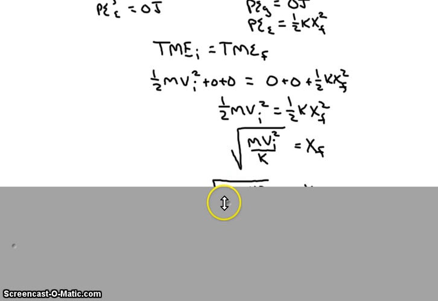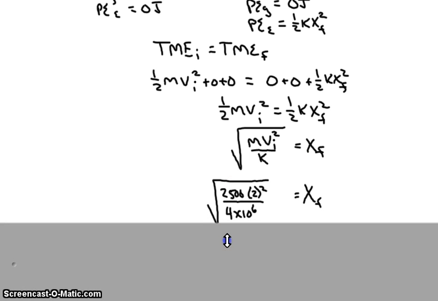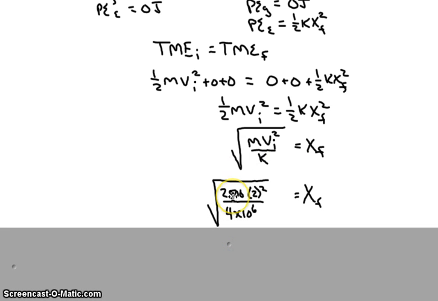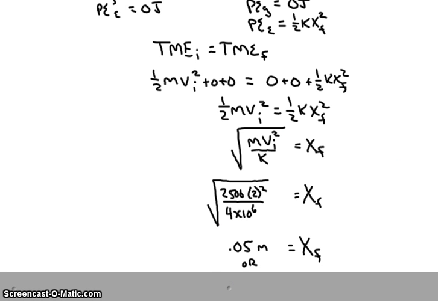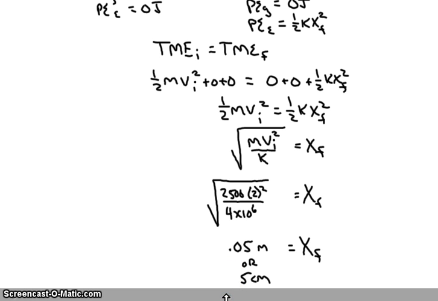and we just do the algebra, plug in what we know: 2,500 kilograms for the mass, 2 meters per second for our initial velocity, and our spring constant, and that should give us an answer of 0.05 meters. Does that seem reasonable? 5 centimeters. Seems like that could work.